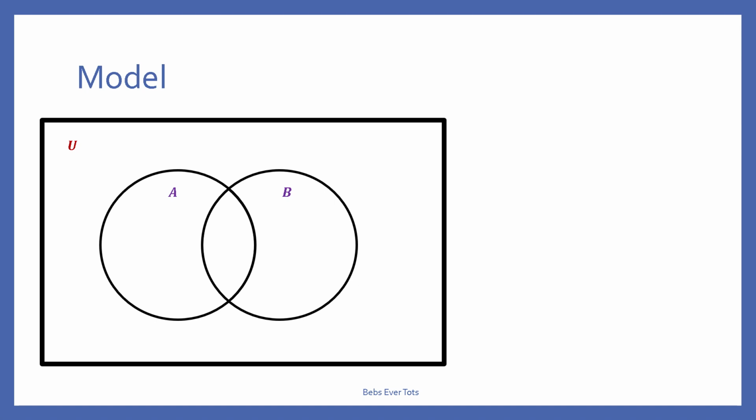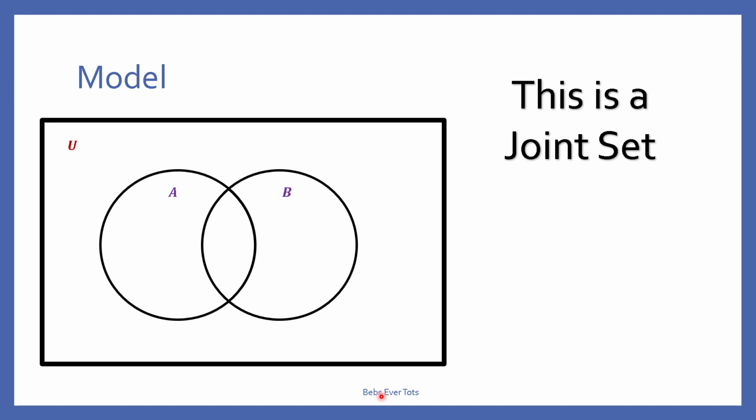Let's have another model. Another model is known as the joint set. Now, in this joint set, as you can see, there is an intersection between set A and set B where the common element is located. Now, let's have an example.